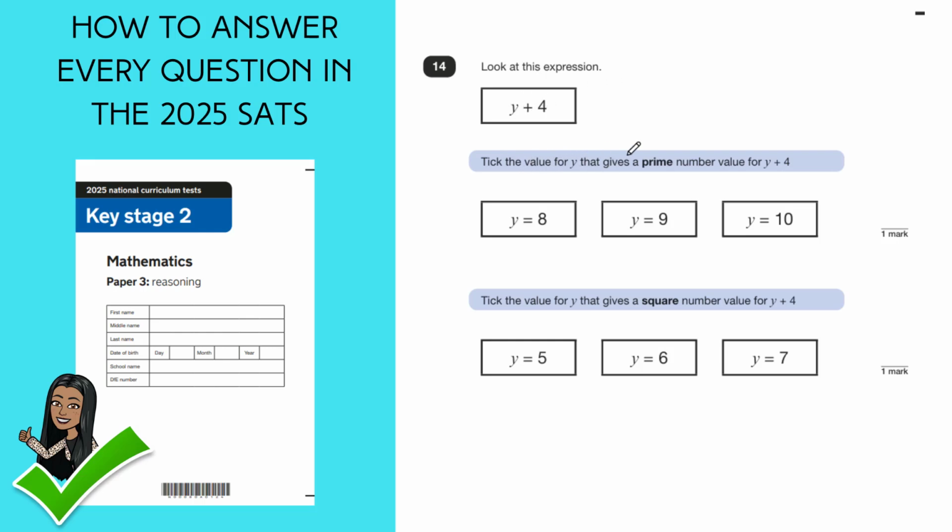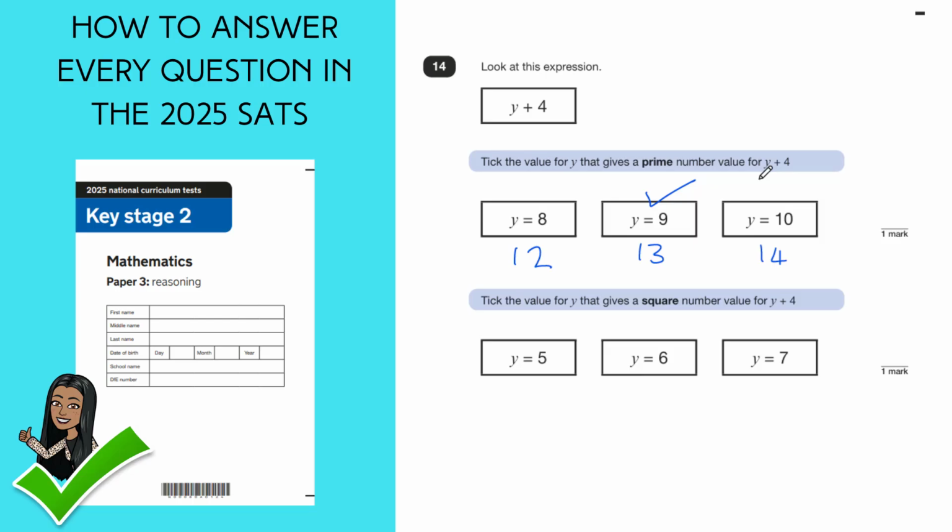Question 14. Look at this expression, y plus 4. Tick the value for y that gives a prime number value for y plus 4. So what that means is, if y was worth these numbers, would the answer be a prime number? So y plus 4, if y was 8, y plus 4 would make 12. If y was 9, y plus 4 would make 13. And if y was 10, y plus 4 would make 14. It just wants you to show that you can substitute, you can swap the letter y for these numbers. So these are ifs. So which one of these is a prime number? Well, it's this one. So you would tick this box.